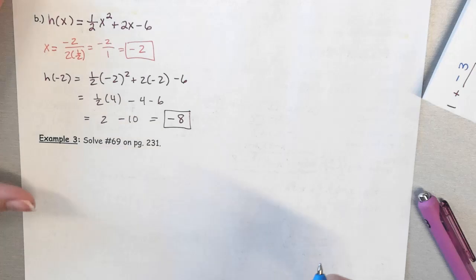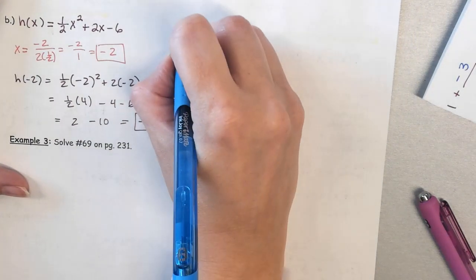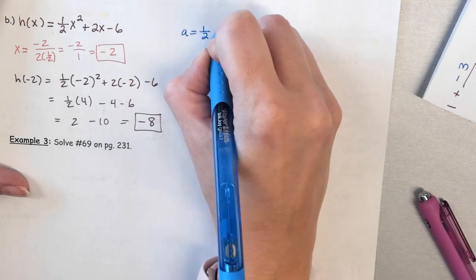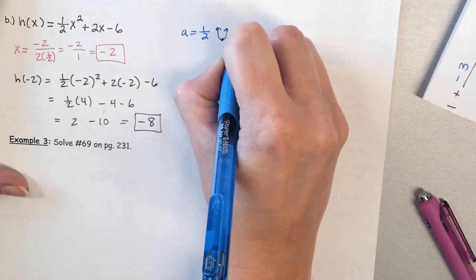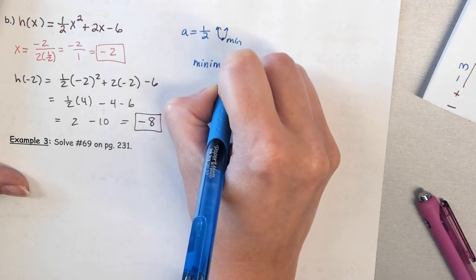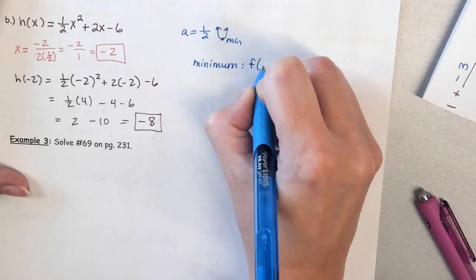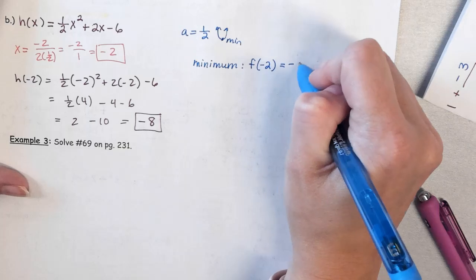Okay, and then again, you just have to tell me if it's a max or a min. So your A value is 1/2. So is that going to be a max or a min? If it's positive, it's a min. Okay, so it's a minimum, and then you're just going to write this in function notation. So function notation is f of your x is equal to your y.